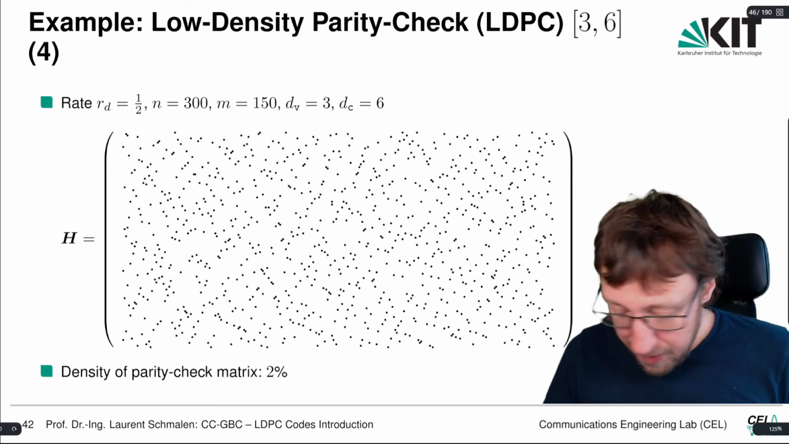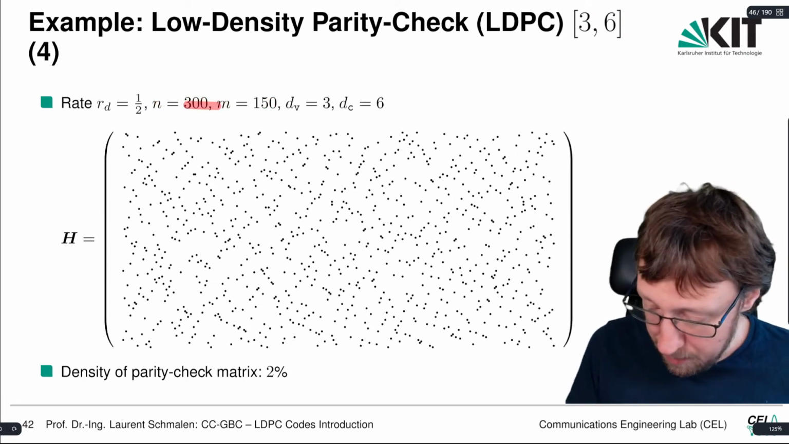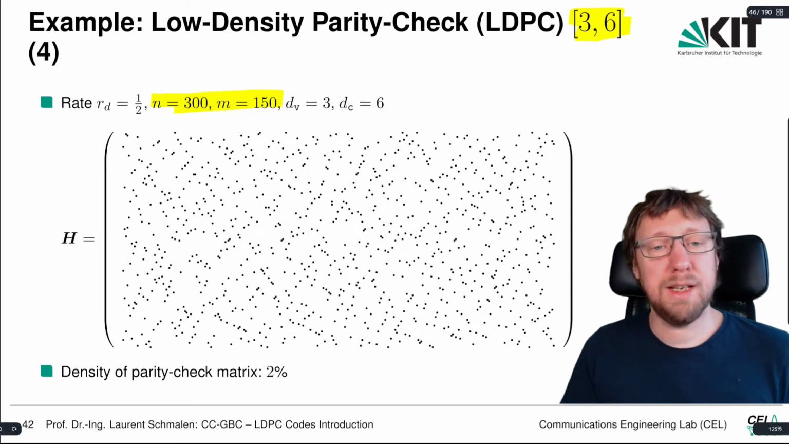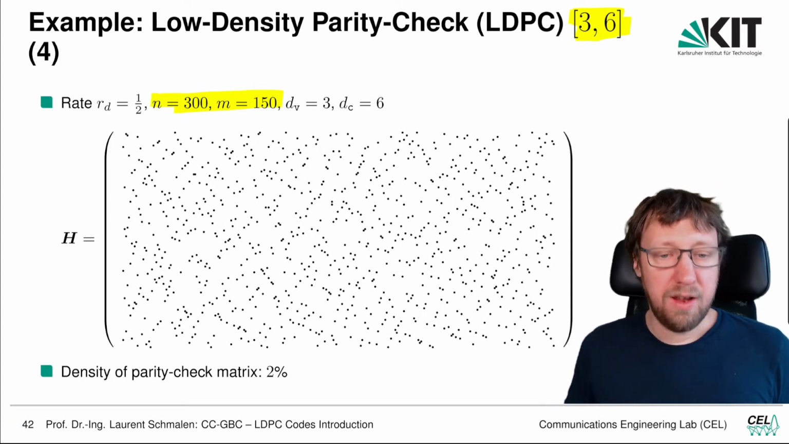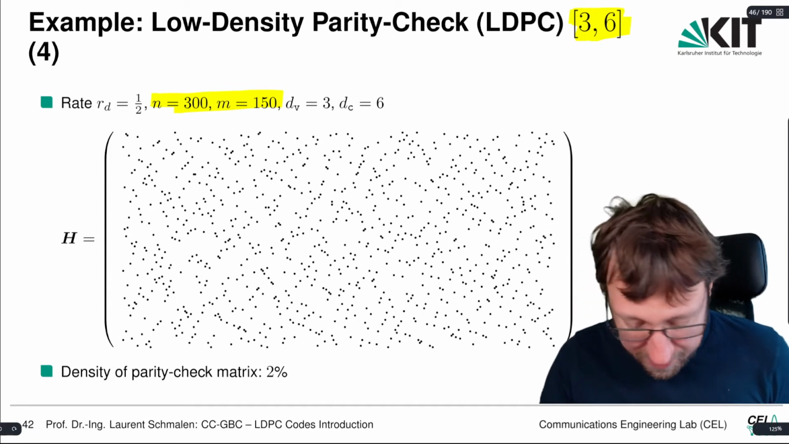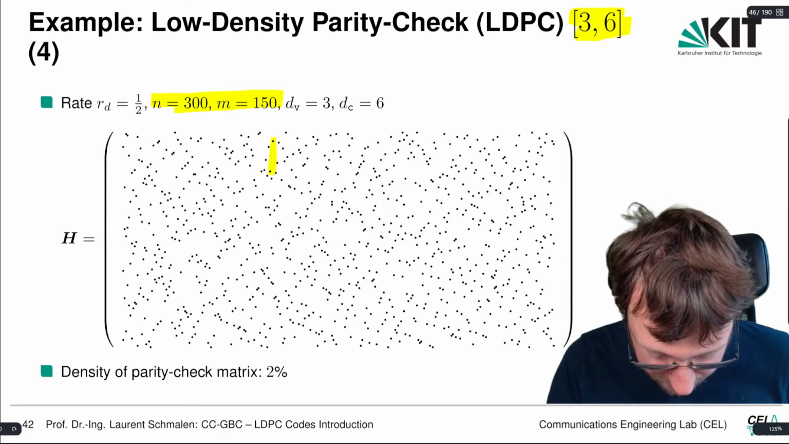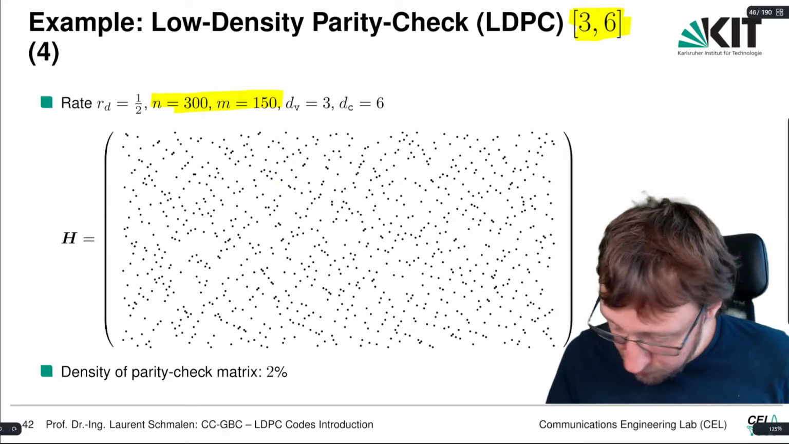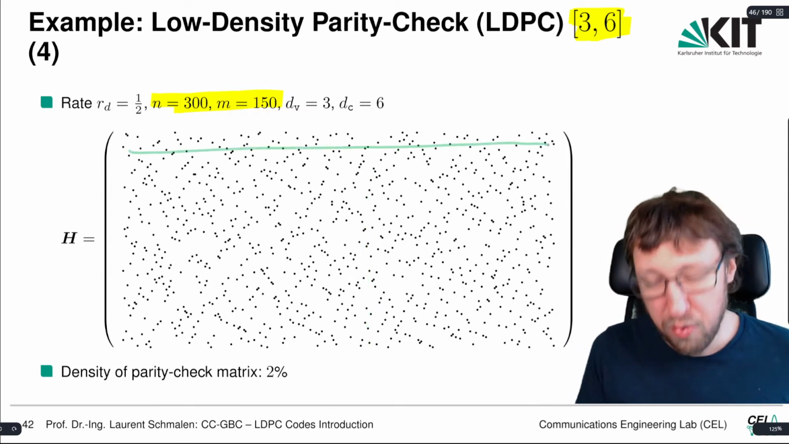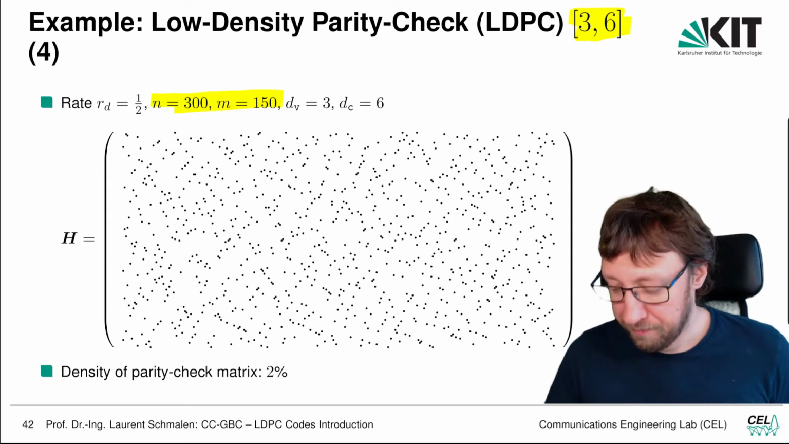Now we have n equals 300 and m equals 150. Parameters are 3, 6 again. Again, we have 3 ones per column. Now the ones are so tiny that they become points. But if you look at it, it's going to be 3 ones per column and 6 ones per row. It's going to be harder to verify, but you can believe me.